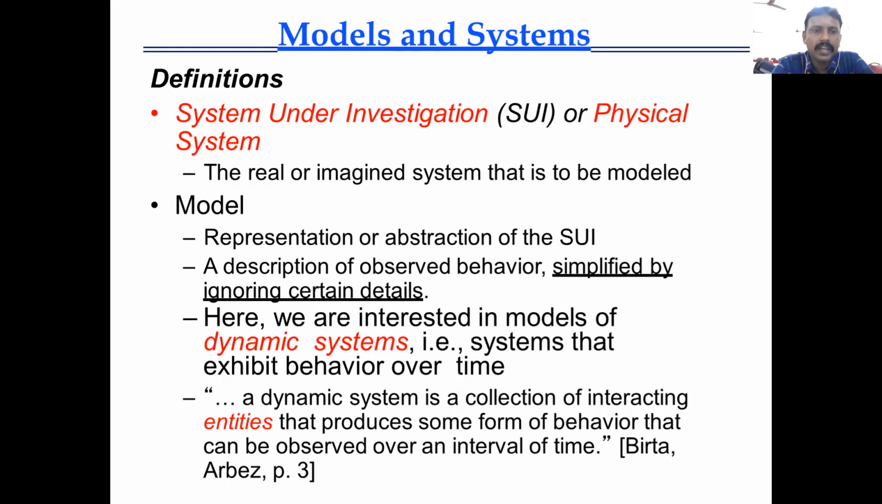The first one is that a model is a representation or abstraction of the SUI. SUI means the system under investigation. It is a description of the observed behavior, simplified by ignoring certain criteria and details. Here we are interested in a model as a dynamic system, a system that exhibits behavior over time. And what is the dynamic of this model?